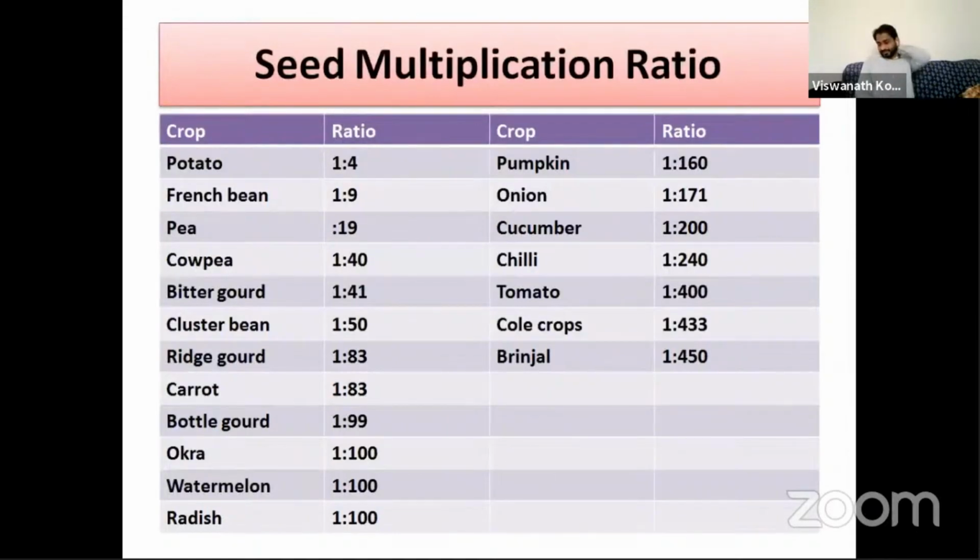And the seed multiplication ratio. What is seed multiplication ratio? If you sow one seed, how many seeds can you harvest? That is the seed multiplication ratio. If you sow one seed of tomato, one tomato plant will come. From that one tomato plant, how many seeds can you harvest? That is the seed multiplication ratio. So this is the seed multiplication ratio of various crops, and you can go through it.